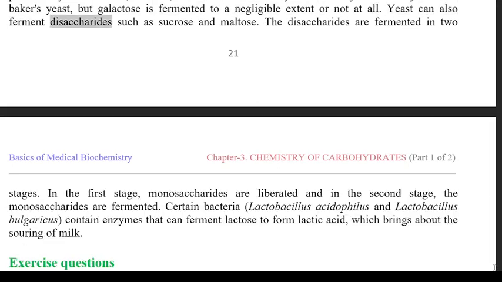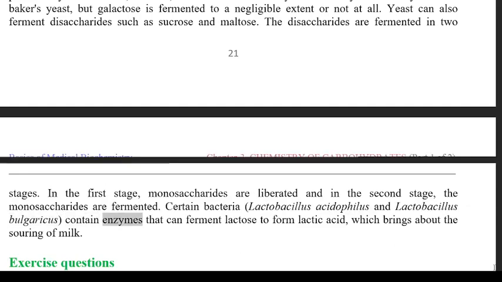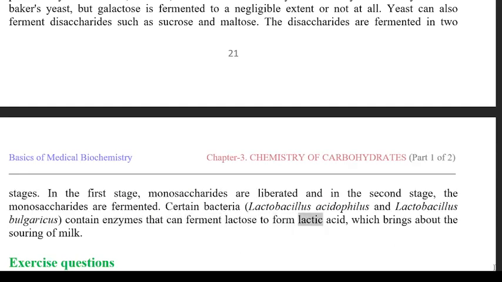Yeast can also ferment disaccharides such as sucrose and maltose. The disaccharides are fermented in two stages. In the first stage, monosaccharides are liberated, and in the second stage, the monosaccharides are fermented. Certain bacteria, Lactobacillus acidophilus and Lactobacillus bulgaricus, contain enzymes that can ferment lactose to form lactic acid, which brings about the souring of milk.